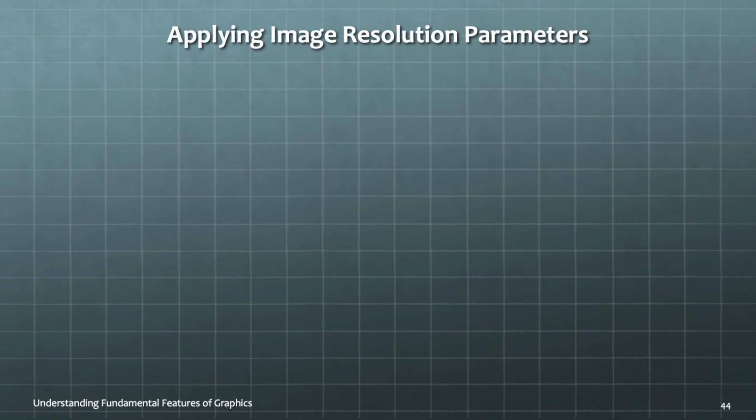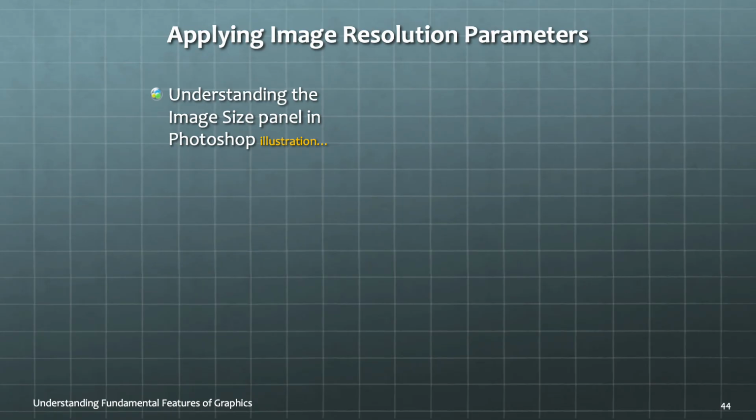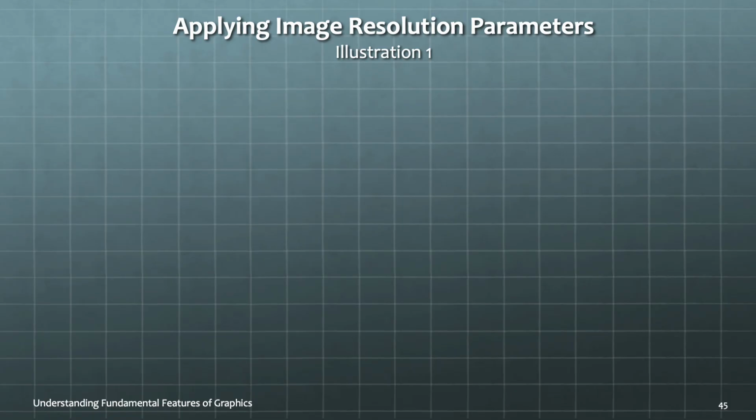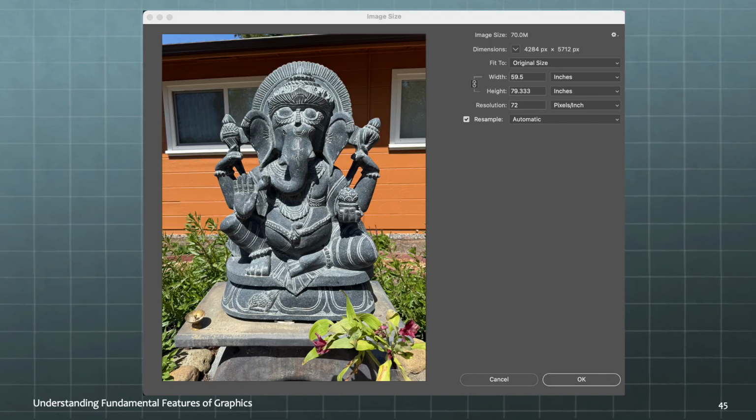So you've learned the theory of image resolution and its three elements: pixel dimensions, pixel density, and physical size. Now you're going to learn how to apply those parameters. The image size panel in Photoshop is a good example of how an image editor deals with everything that I've been talking about in regards to resolution parameters. Let's look at it. Here's a software demonstration of the dynamic relationship between physical size, pixel dimensions, and pixel density.